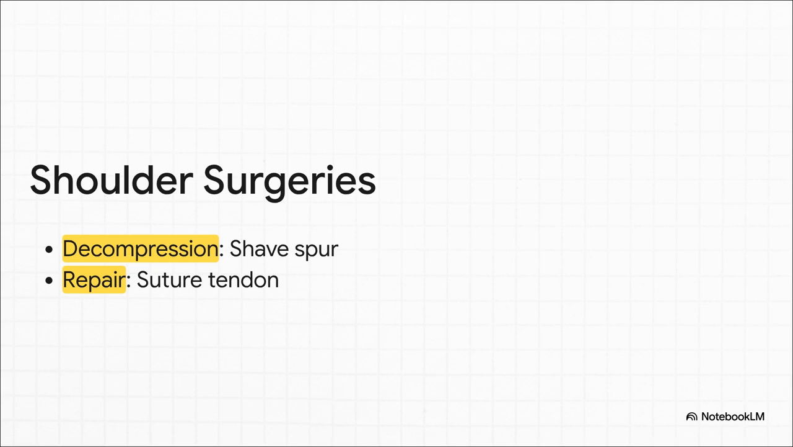Now contrast that with an arthroscopic rotator cuff repair. In this case, the surgeon isn't just shaving bone away, they're actively using anchors and sutures to meticulously sew a torn muscle or tendon back together and reattach it to the bone. You really have to read that operative report closely to know exactly which mechanical action the surgeon took.